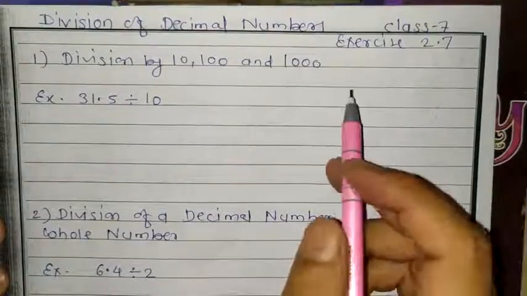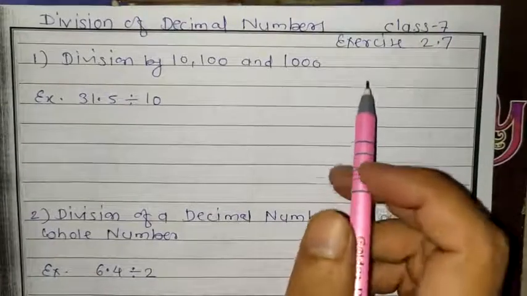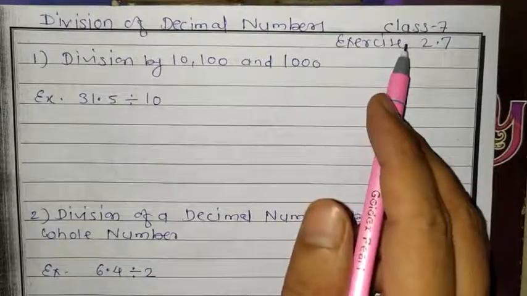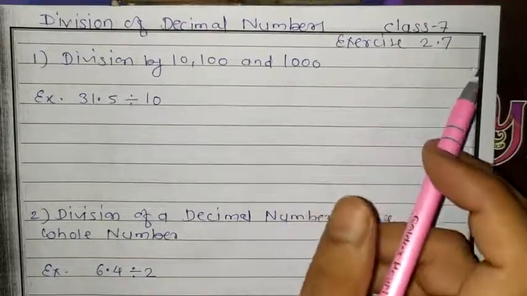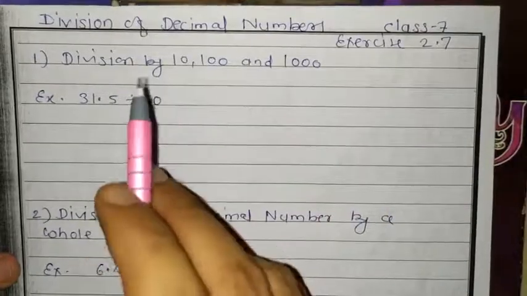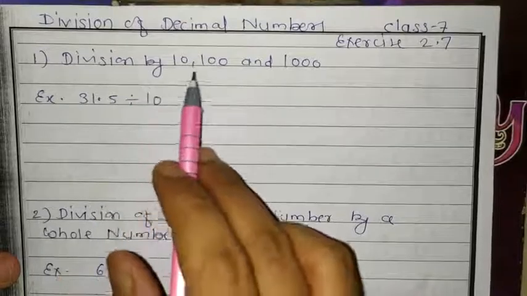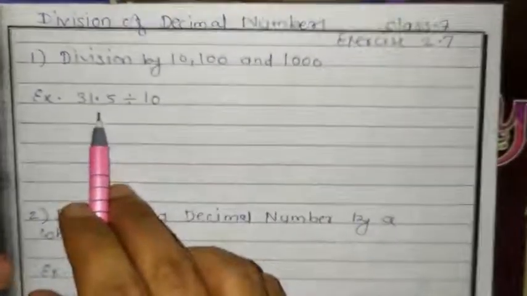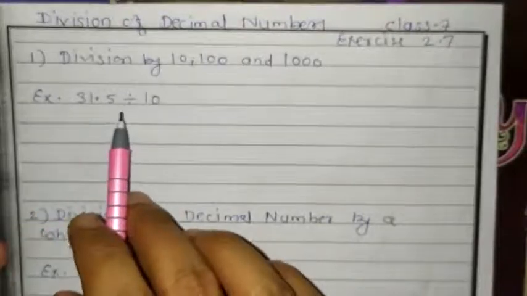Hello dear student, in this tutorial we will see the introduction part of division of decimal numbers, and after that we will go for exercise 2.7. So here our first point is division by 10, 100 and 1000. In this division process we will take only one example.